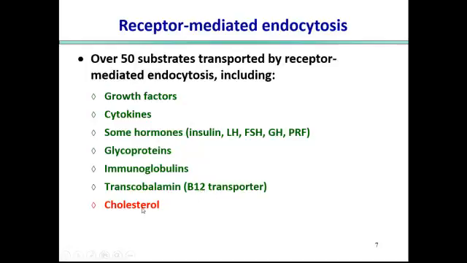Among them, cholesterol is another one. Cholesterol is wrapped into LDL and HDL, which are low density lipoproteins and high density lipoproteins. These lipoproteins are recognized by the receptors on the cell membrane, and then by involution into the cell, cholesterol is transported into the cell.